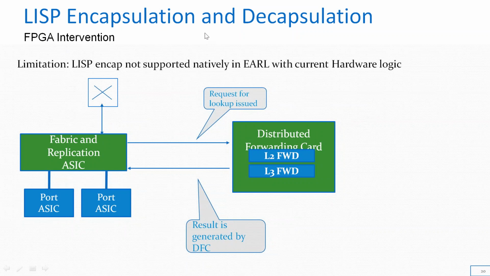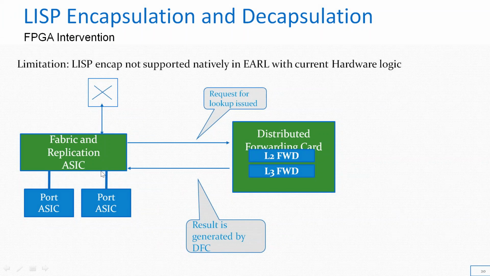Now LISP encapsulation and decapsulation. So what is the limitation? LISP encap is not supported natively in the EARL. EARL is an ASIC inside the 6K platform. Even I think in Nexus also the EARL is used, but you can verify, EARL 8 may be used inside Nexus. But it is an ASIC, it is pure hardware type of thing that I am showing you from the last 2-3 slides.